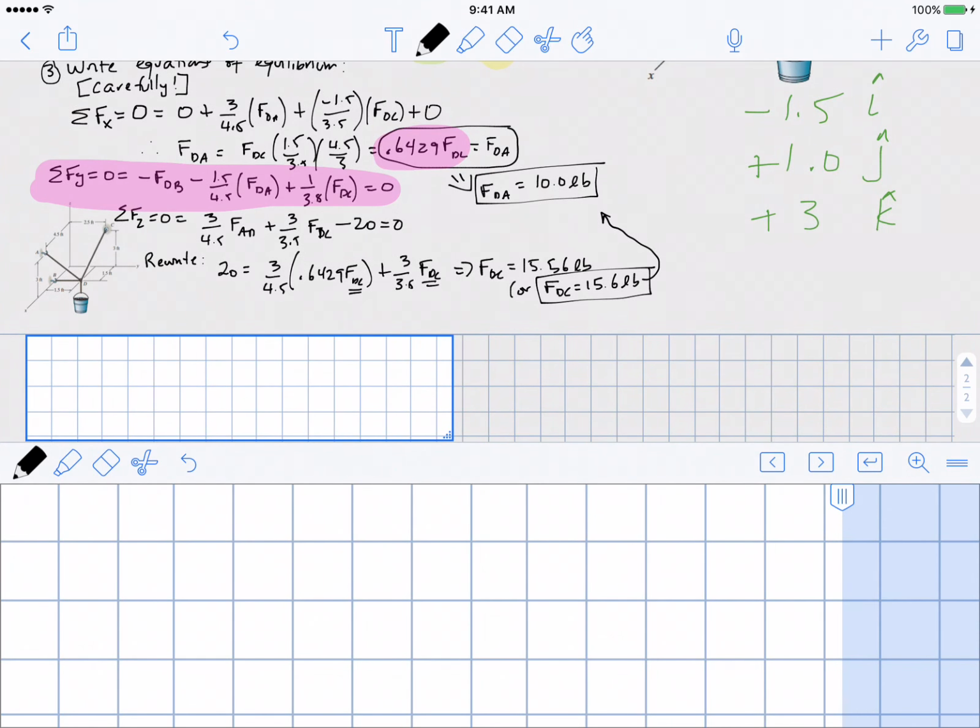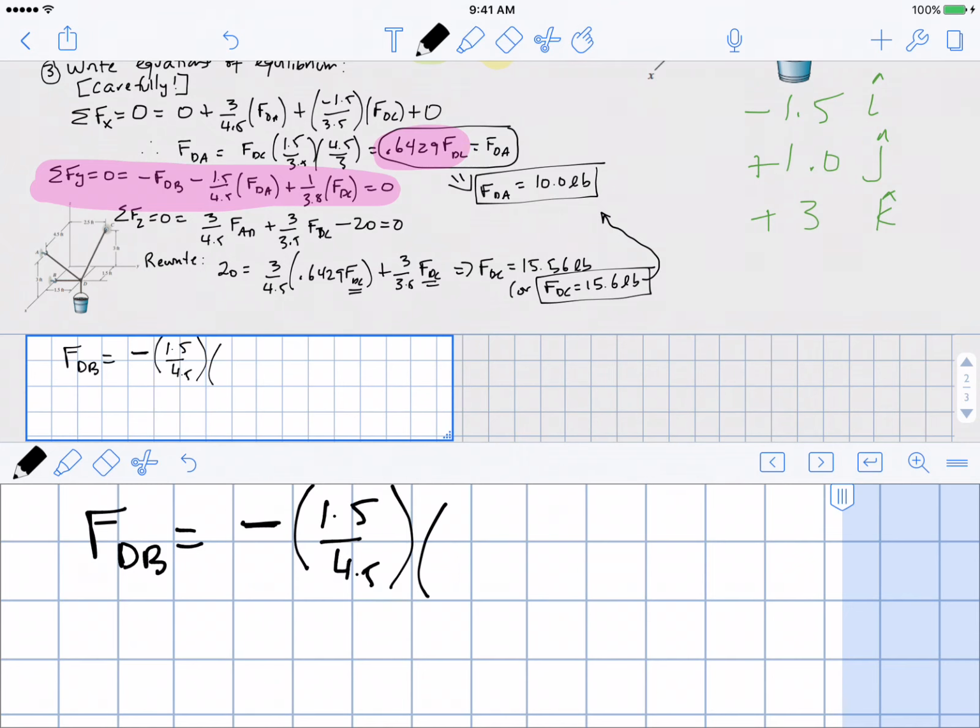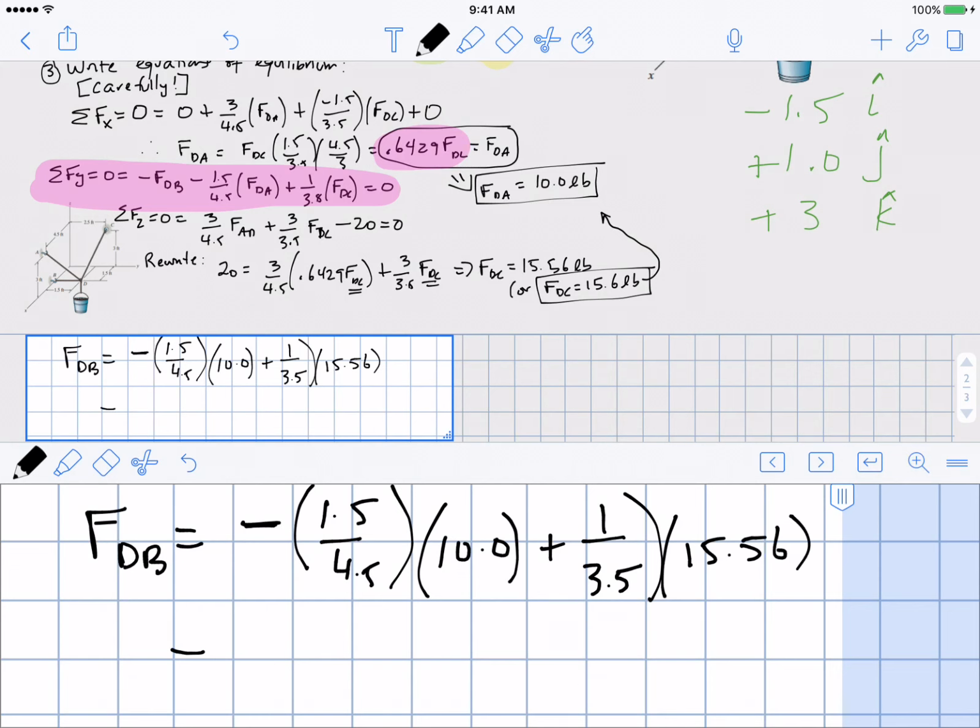Working from the equation that I highlighted in purple, which had the sum of the forces in the Y direction equal to 0, I'm going to rewrite that slightly, and here I am writing FDB is equal to negative, don't forget that negative, 1.5 over 4.5 times FDA, but we know FDA, it's 10.0, plus 1 over 3.5 times FDC, but we know FDC, it's 15.56. These are all pounds. Therefore, FDB is 1.11 pounds.